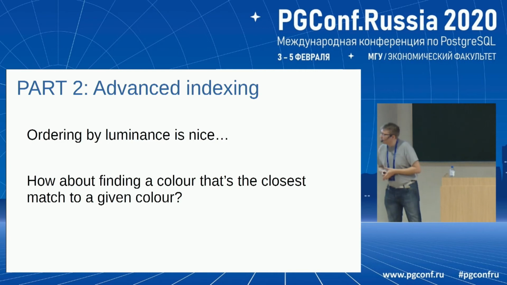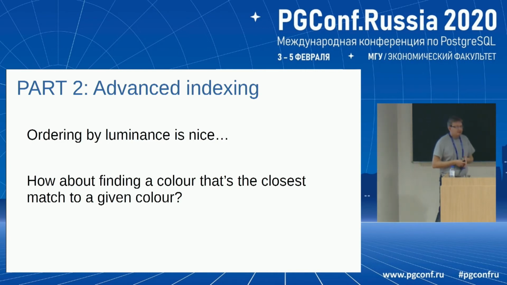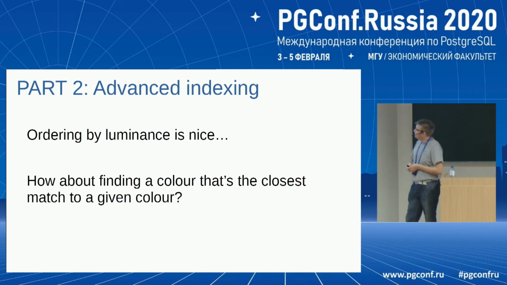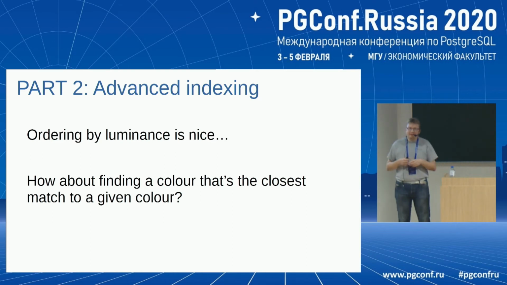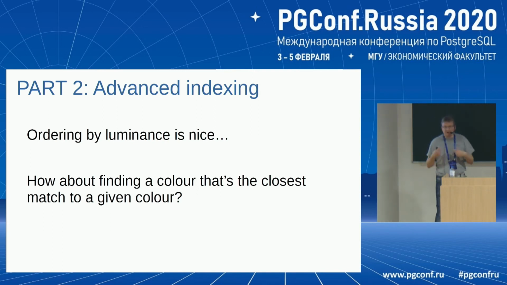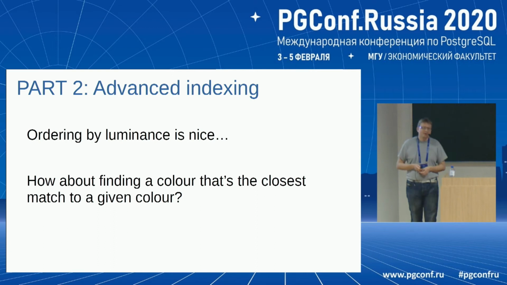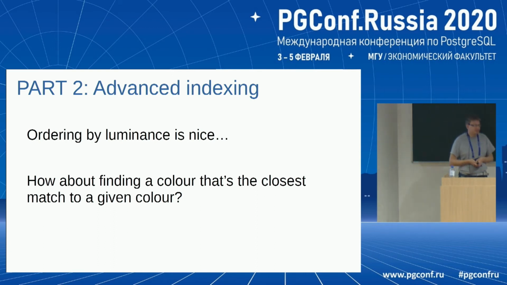So let's talk a little bit about more advanced stuff. In the previous examples, I did order by luminance, which is nice. But what about finding the color that is closest to a given color? Like if you go to a car dealership with a piece of paper that has a specific color, you would ask them, what cars do you have that are close to this color? Or maybe if you run a paint factory, what is the closest paint you have to this specific color?